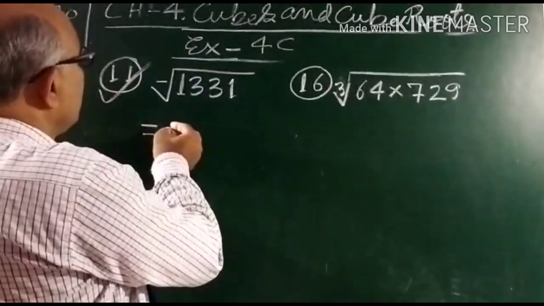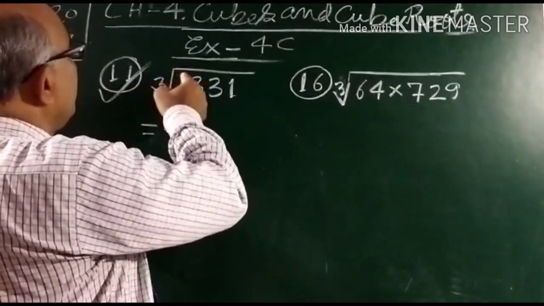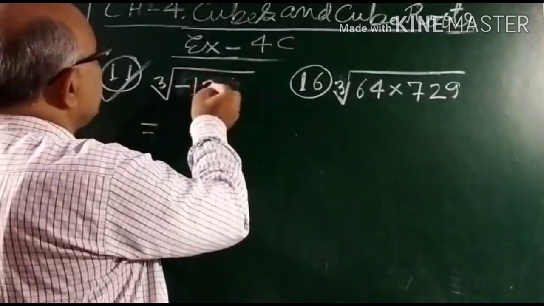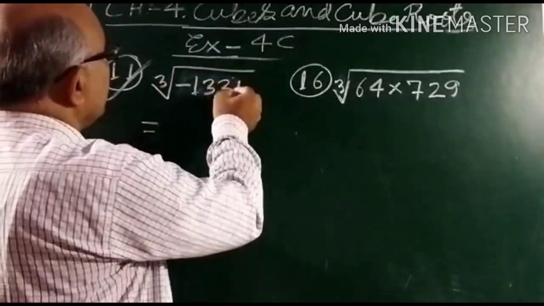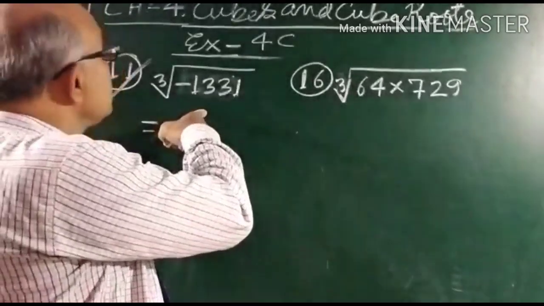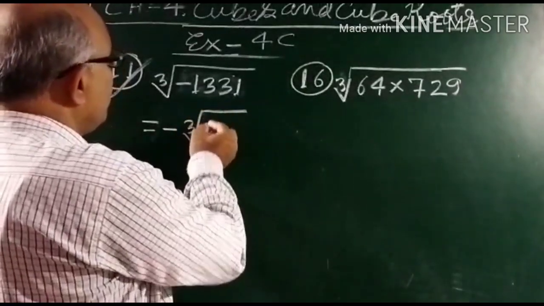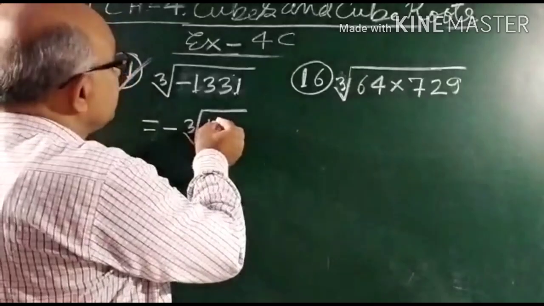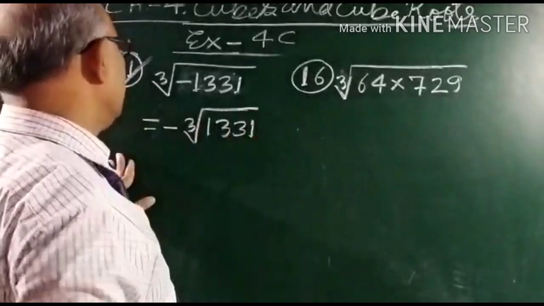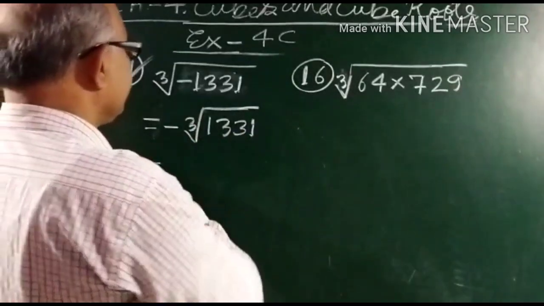Cube root of minus 1331. So the cube root of a negative number is negative. So cube root of 1331. So find its prime factors.